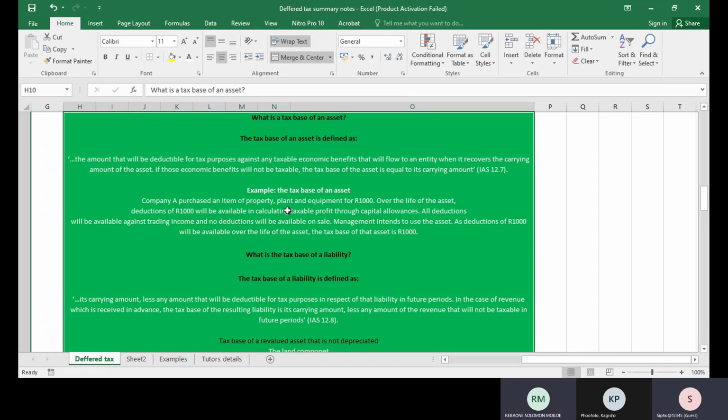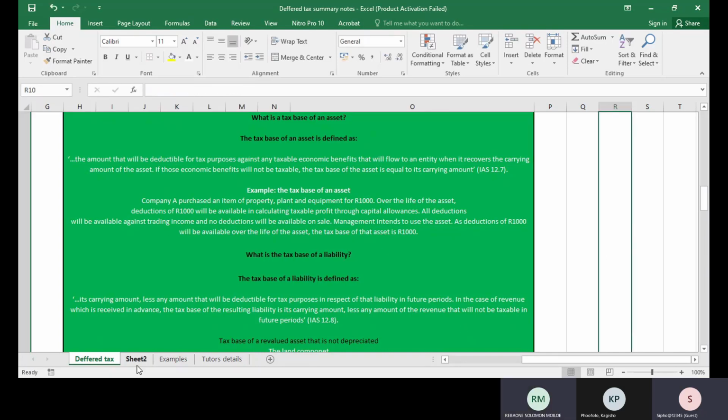And then they make an example. I've made an example here. The tax base of an asset: a company purchased an item of property, plant, and equipment for 1,000. Over the life of the asset, deduction of 1,000 will be available in calculating taxable profit through capital allowances. All deductions will be available against trading income, and no deductions will be available on sale. Management intend to use the asset as deduction of 1,000 will be available over the life of the asset. The tax base of the asset is 1,000.